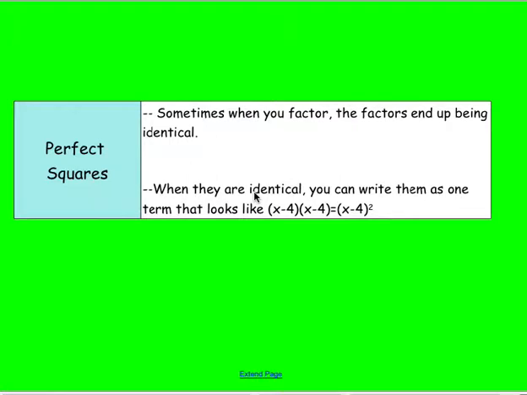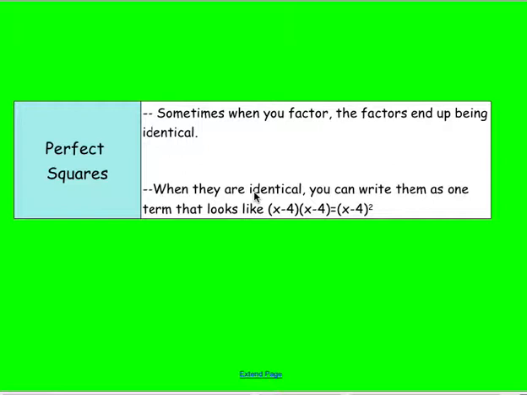Today we're going to be doing the second part of Notes 4. So today we're going to be talking about perfect squares. So this is going to be a special version of factoring when you get perfect square trinomials. So perfect square trinomials are when you factor and the factors end up being identical. So if you have two identical factors, you can write them as one factor squared.